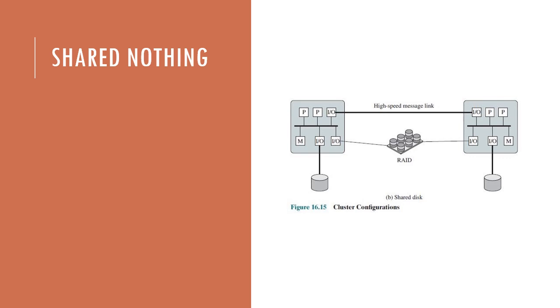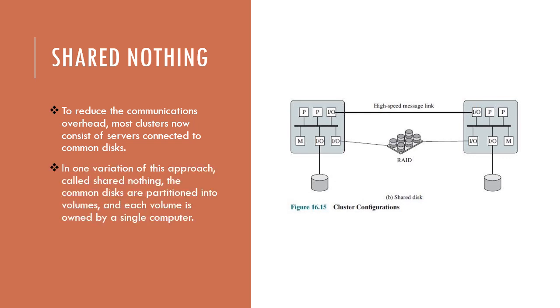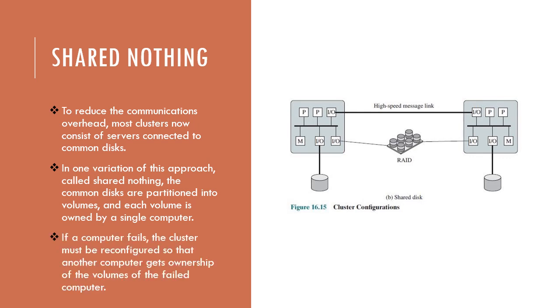Shared nothing. To reduce the communications overhead, most clusters now consist of servers connected to common disks. In one variation of this approach, called shared nothing, the common disks are partitioned into volumes, and each volume is owned by a single computer. If a computer fails, the cluster must be reconfigured so that another computer gets ownership of the volumes of the failed computer.